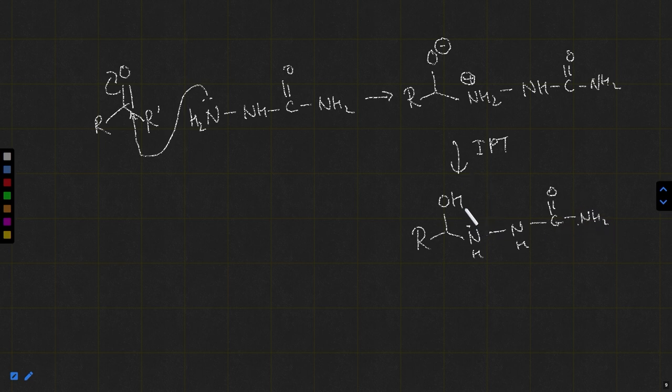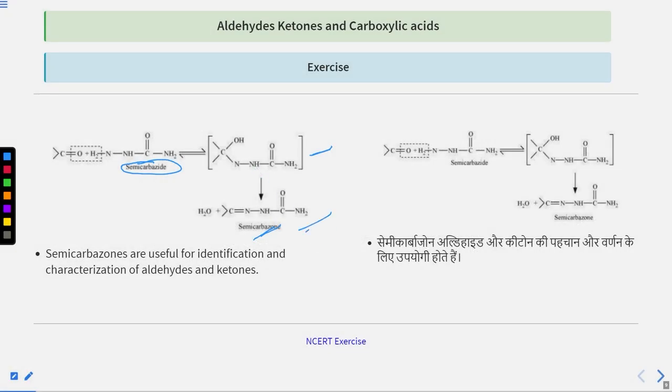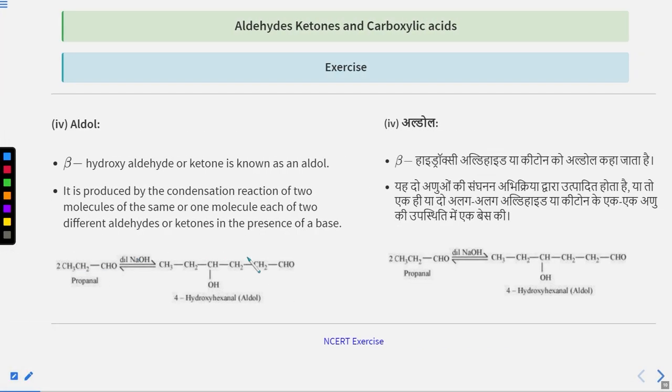Further, first it will be protonated, and then water will be pushed out by the nitrogen. So that will finally result in this kind of structure. This is called a semicarbazone.